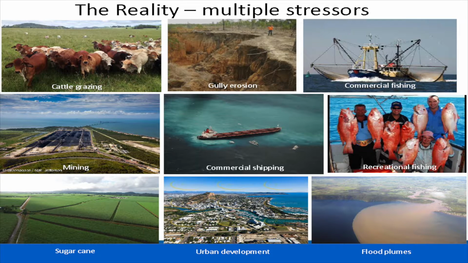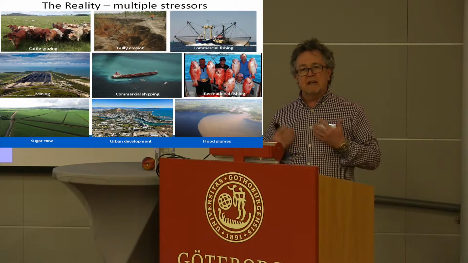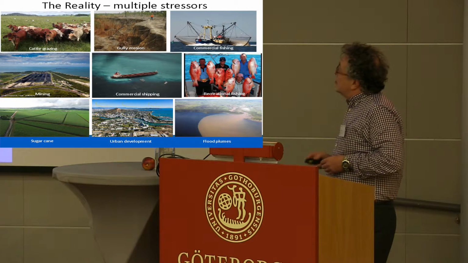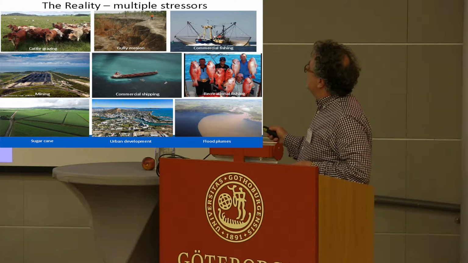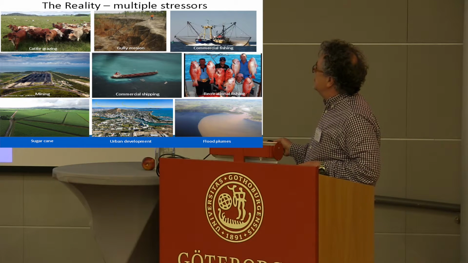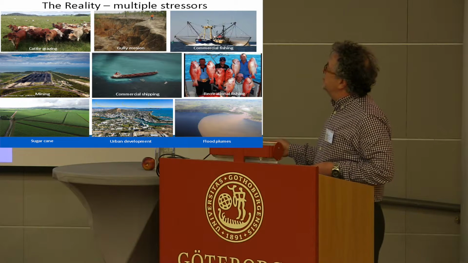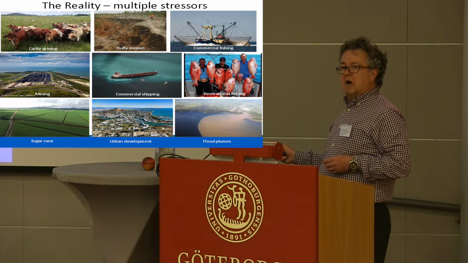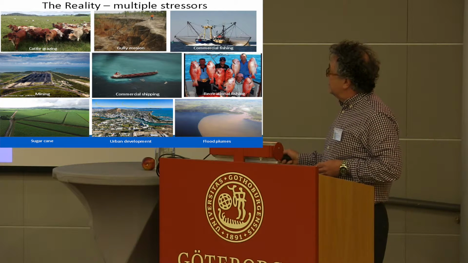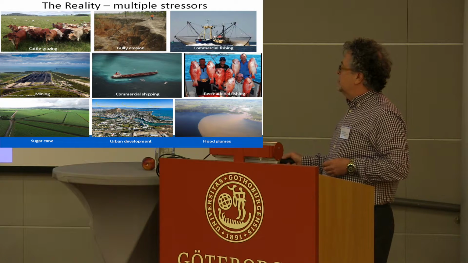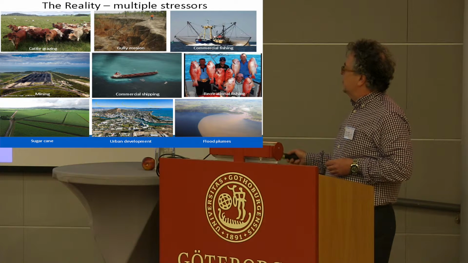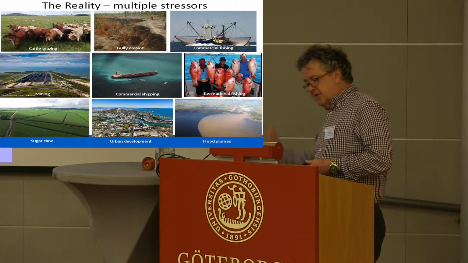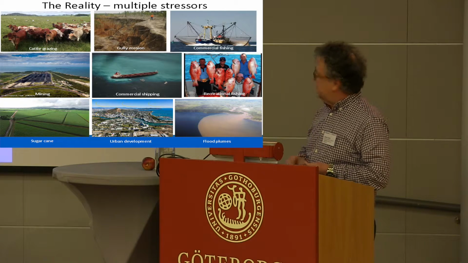It's like any other system, any other ecosystem. There are multiple stresses acting upon it. And these are just some of them. It's got huge amounts of cattle grazing, quite substantial amounts of gully erosion, commercial and recreational fishing, exporting and importing all these sorts of various goods, some very serious mines in Queensland, quite vast amounts of sugarcane and intensive horticulture, urban development, and the waterways which drain the land and transport contaminants out to the reef.